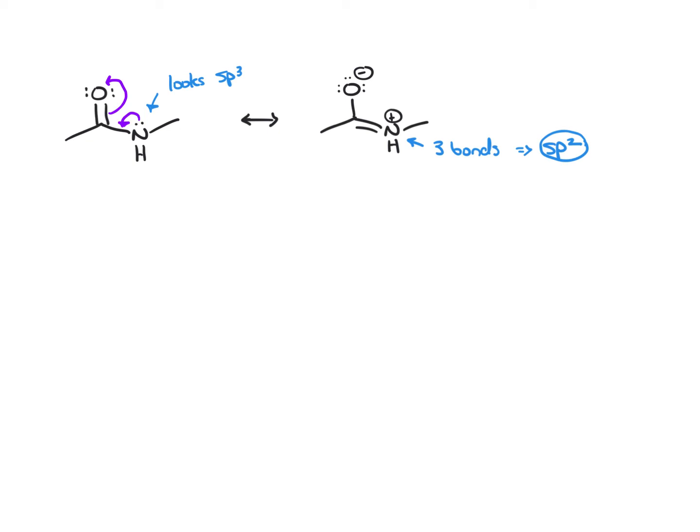We can draw a p-orbital picture for this. Remember, we'll start with our sigma bond framework, where you have the carbon and the oxygen. There's a double bond, so we'll put a p-orbital on each of those atoms. And then the nitrogen, because it's sp2, it will also have a p-orbital. And that's where the nitrogen lone pair resides, at least if you're thinking about this original resonance structure.